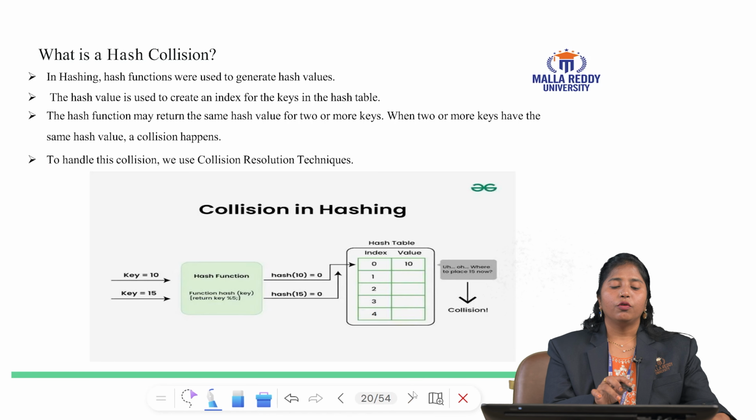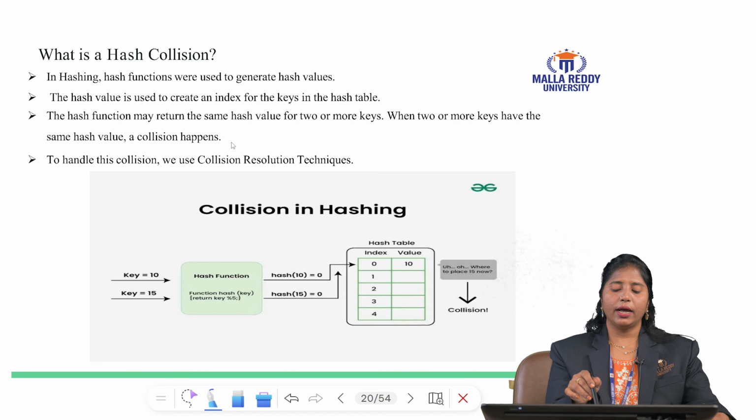Now, before this we have seen four hash functions: the division modular method, middle square method, multiplication method, and digit folding method. Using these methods we can get collisions. So what is a collision? In hashing, hash functions are used to generate hash values. The hash value is used to create an index for the keys in the hash table. The hash function may return the same hash value for two or more keys. When two or more keys have the same hash value, a collision happens.